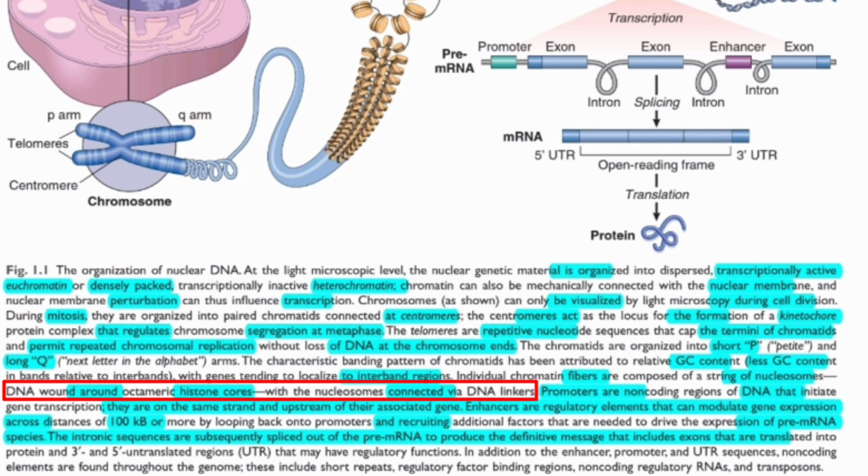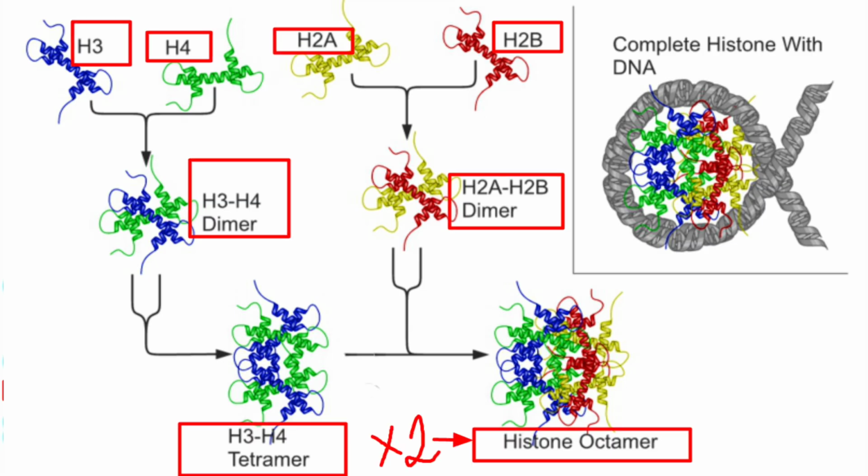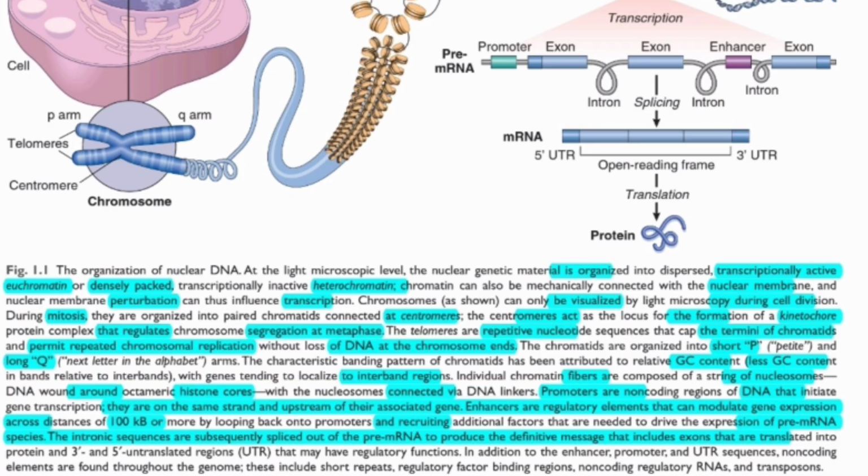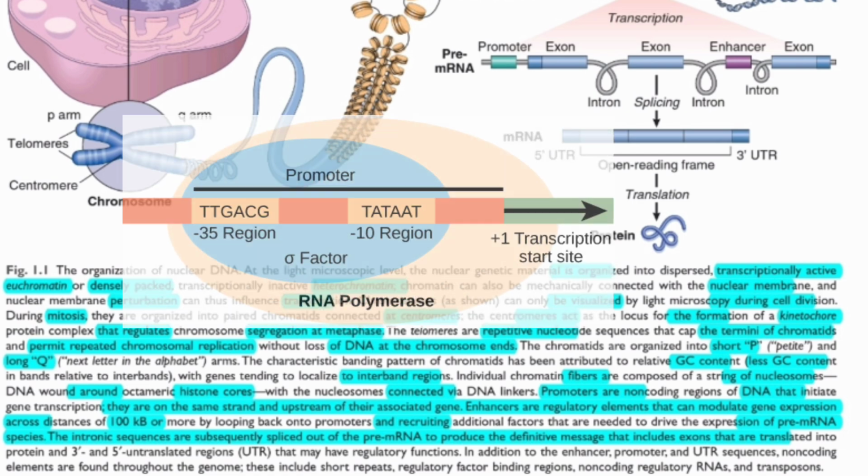This DNA is arranged in a specific way. They wind around a histone octamer core and they are connected via DNA linkers. Promoters are the non-coding regions of the DNA that initiate the process of gene transcription. They are on the same strand and upstream of their associated gene.